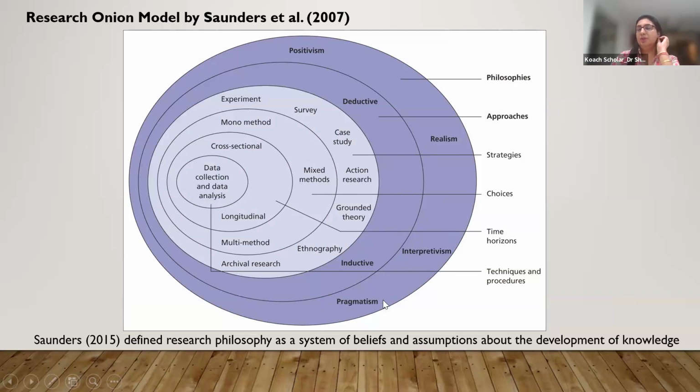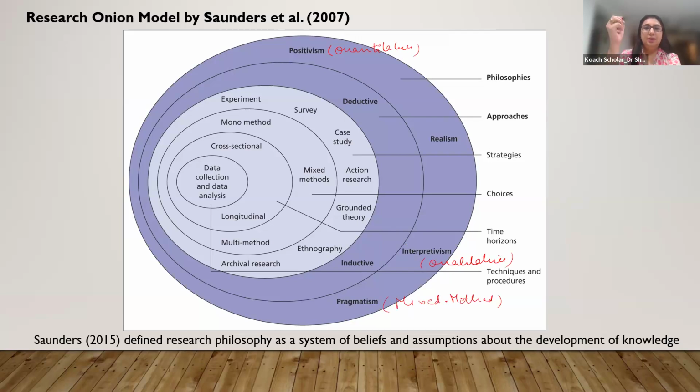Now, for all these philosophies, if we understand the word positivism, positivism basically means we are doing quantitative research, right? When we talk of interpretivism, we talk of qualitative research. And when we talk of pragmatism, we do a mixed method research.